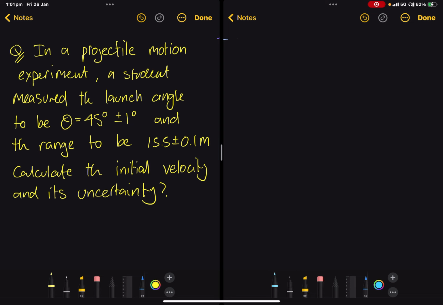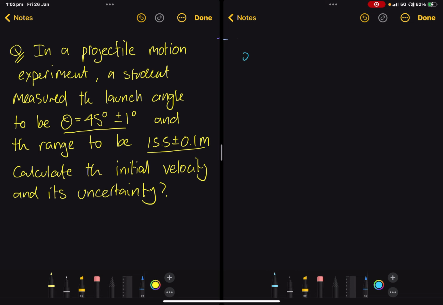So essentially all we need to do in this case is find the initial velocity, and then we need to see how the initial velocity could have possibly varied based on our calculations. This is a little bit of an unusual question because we're not given much information. We're given a launch angle and we're given a range, and both of those have plus minuses on them. So we know we have to be clever here. We have to use a few different formulas.